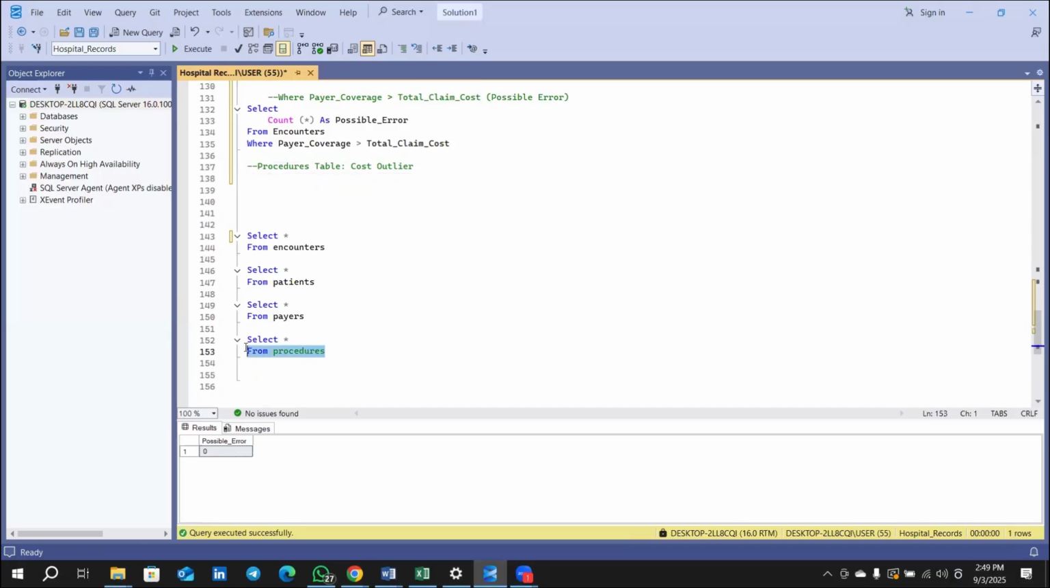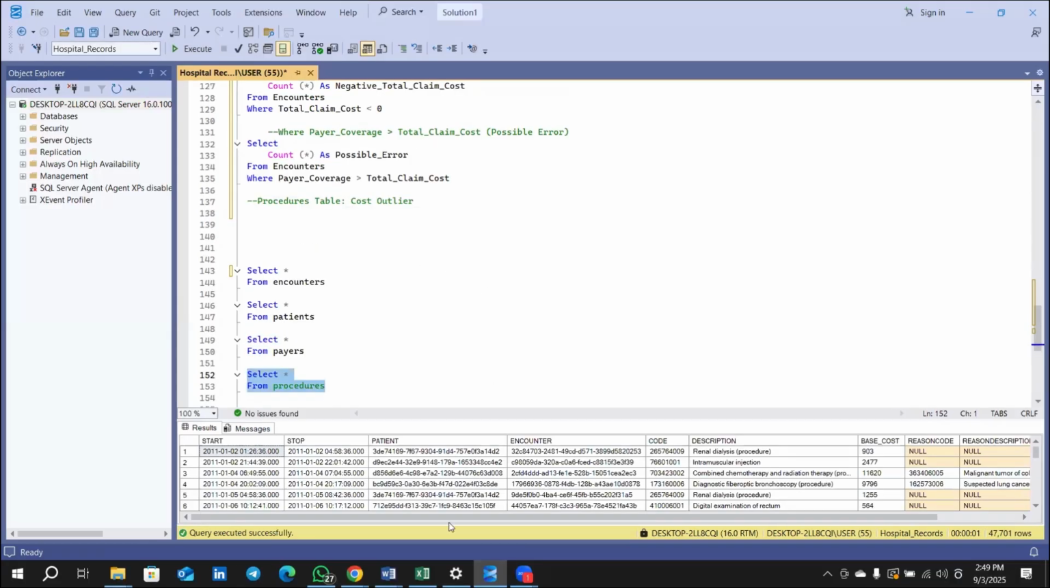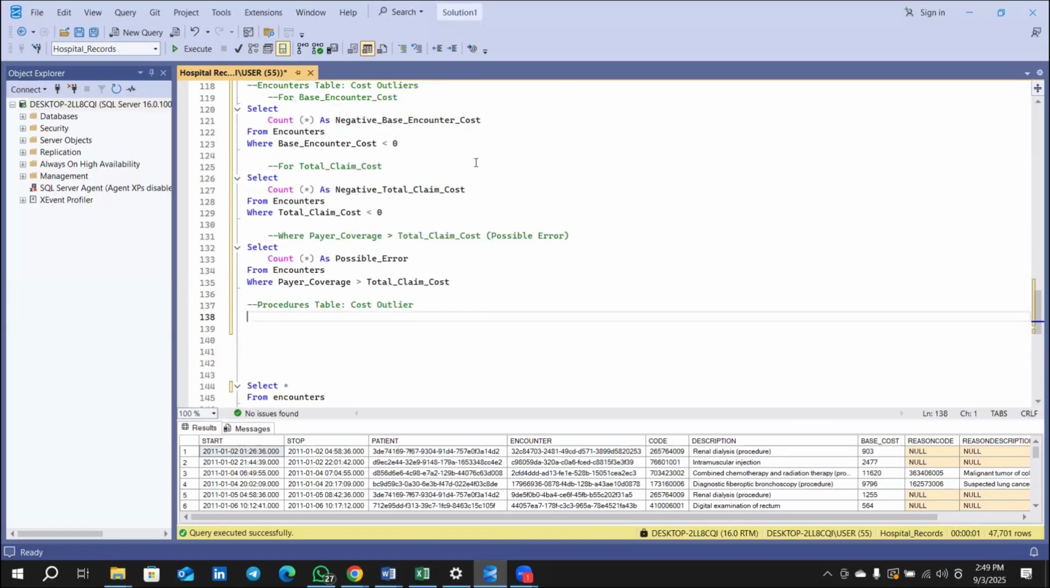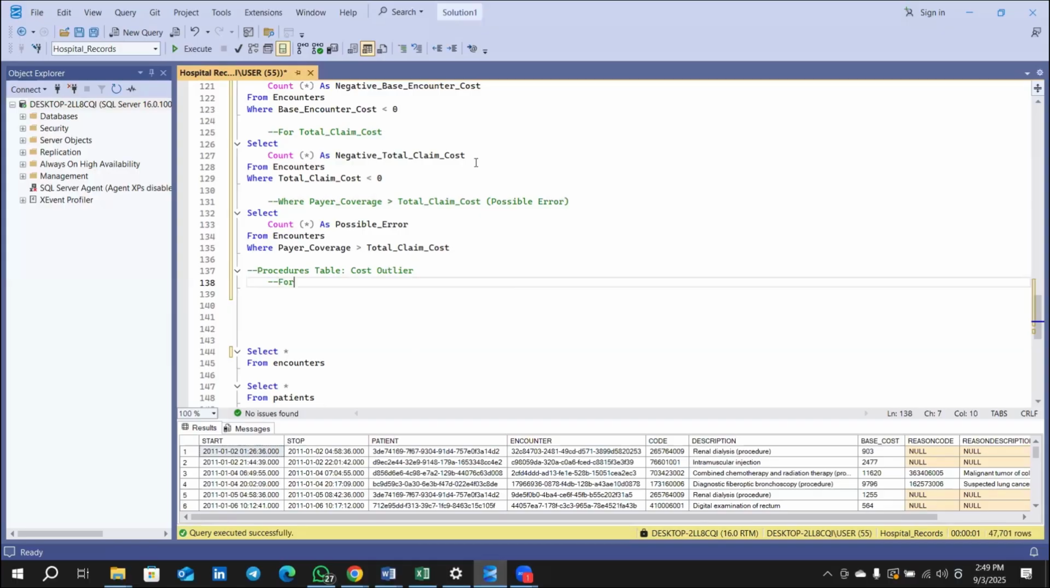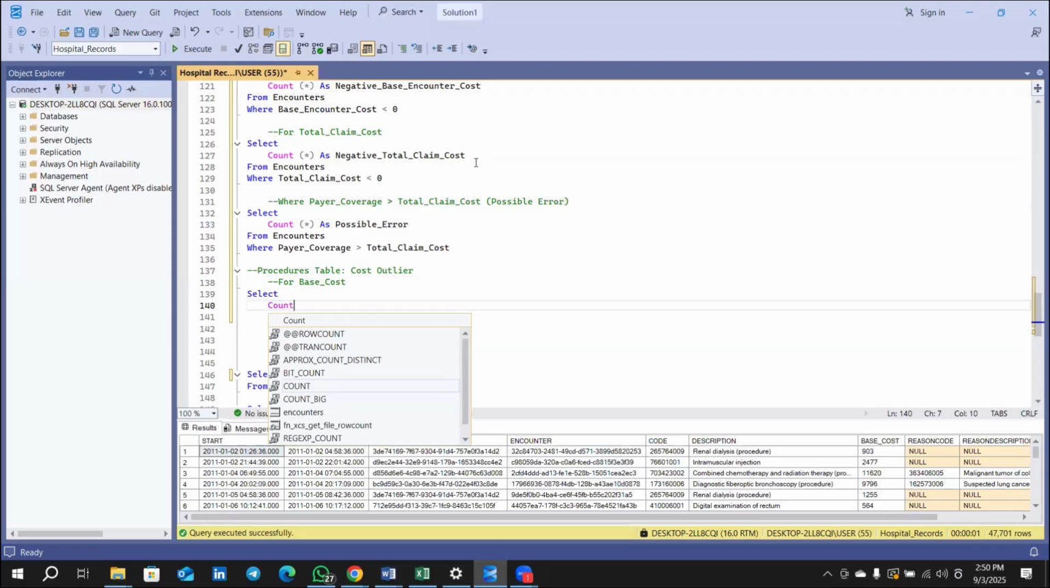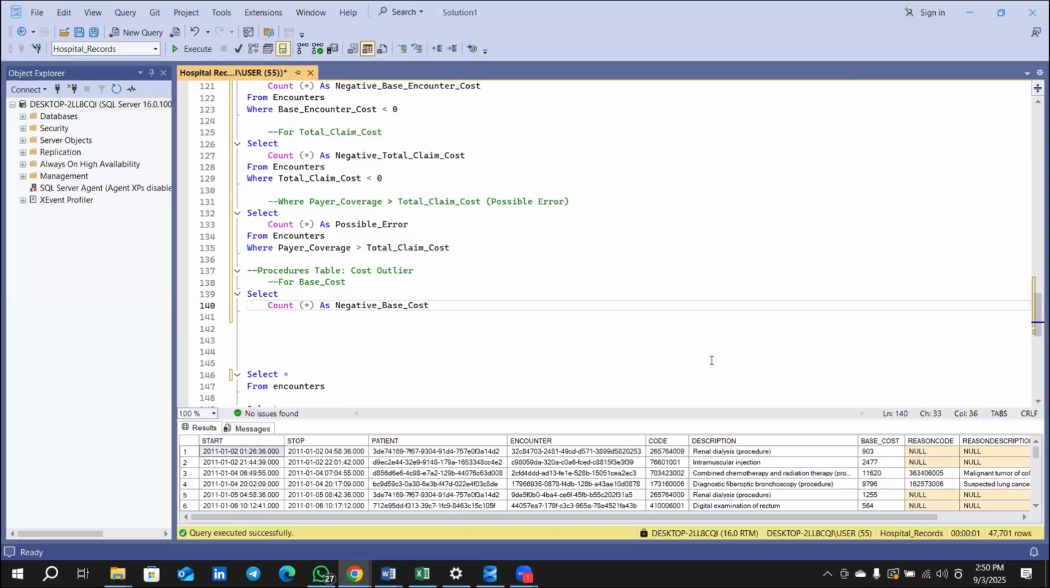So we're looking at where the base cost is less than 0. And of course, what is our base cost? The line item cost of that particular procedure. So we are checking that column to also see if there is an outlier, right? If there's a negative value there, it means that is an outlier, a possible error that we'll need to attend to. So I wrote my code: select count star as negative base cost from the procedure table, where the base cost is less than 0.